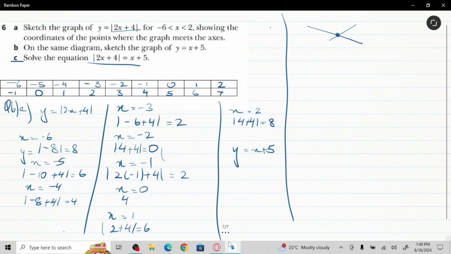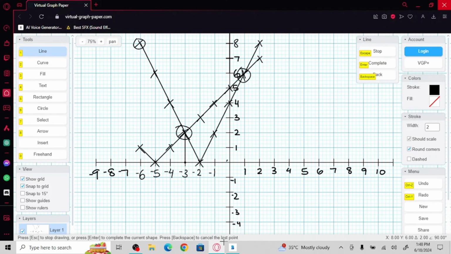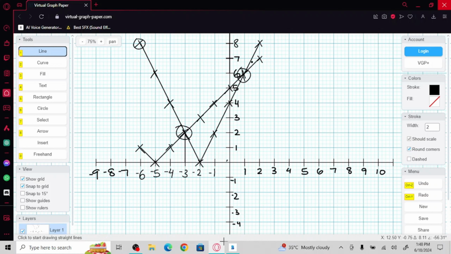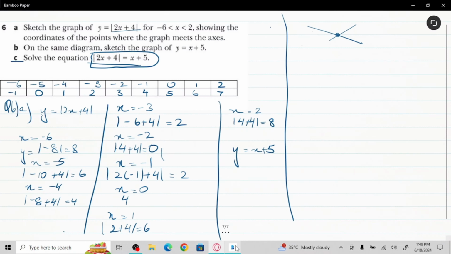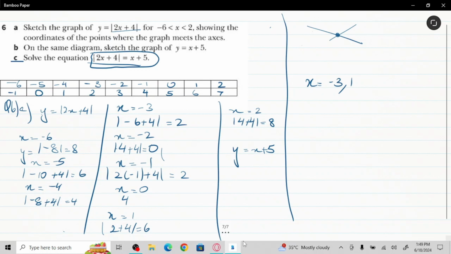Now, if we concentrate on this, we have to solve the equation |2x plus 4| is equal to x plus 5. Meaning, we are not asked for the y values. We just have to solve that equation, and if we solve it, we only get the x value. We can't get the y value from here because there is no y mentioned. Only the x values are needed. So if you see from this point, one x value is -3, and the other x value where we get an intersection is 1. So that's our answer. Simple. The answer is x equals -3 and 1.